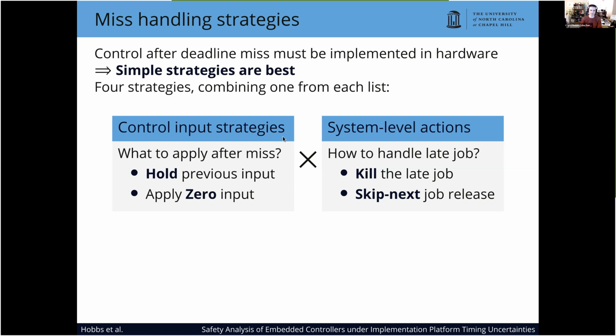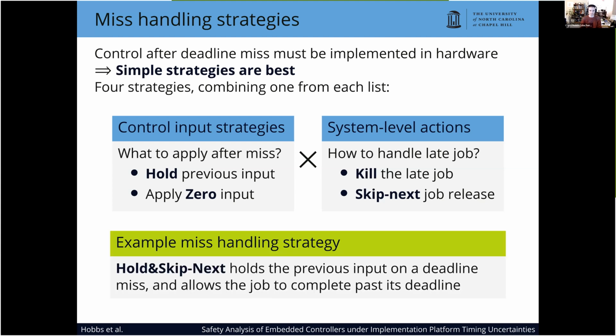So for the control input, we consider being able to hold the previous control input or apply 0 control input after a deadline miss. Similarly, for what we do with the job that missed its deadline, we consider the options of either killing the job immediately at its deadline or skipping the next job release and allowing the one that missed to finish. To give a concrete example of what such a strategy looks like, consider the hold and skip next strategy, which holds the previous control input on a deadline miss and allows the job that missed its deadline to complete.